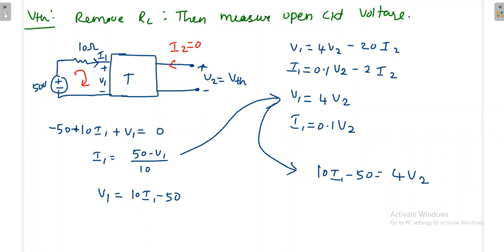Take this I1 and substitute here, I1 is equal to 0.1 V2, then finally you will get V2. V2 minus 50 is equal to 4V2. Again this is equal to V2, and moving to this side, 3V2 minus 50. So finally we are getting V2 that is negative. Somewhere some mistake is there here.